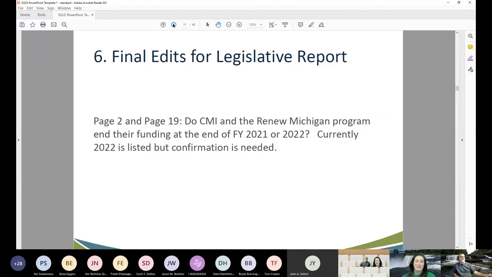Okay, this one is more of a technical issue, and I'm hoping our folks from Eagle who are on the line today can help me out with this. There was a reference on a couple of the pages, where we are talking about the recommendation for funding for the monitoring, that the Clean Michigan Initiative and Renew Michigan programs, the report had originally stated that their funding ends at the end of the next fiscal year. And a comment suggested that we specifically say, is this the end of fiscal year 2021 or 2022? So I need confirmation on which year those programs actually end their funding, to make sure that we're not incorrectly stating when they wrap up.